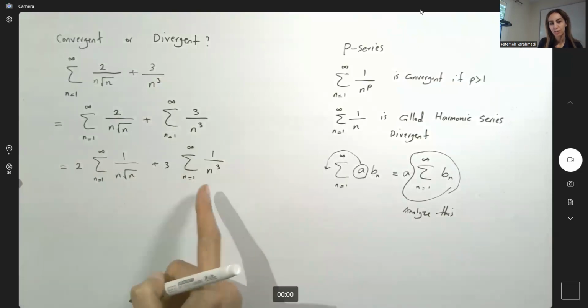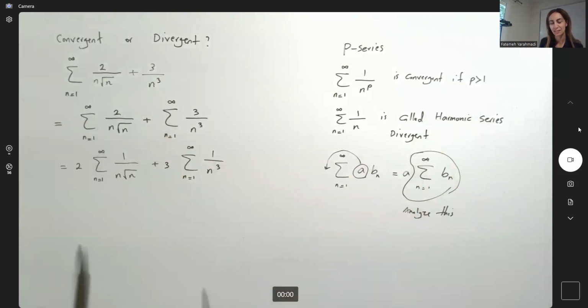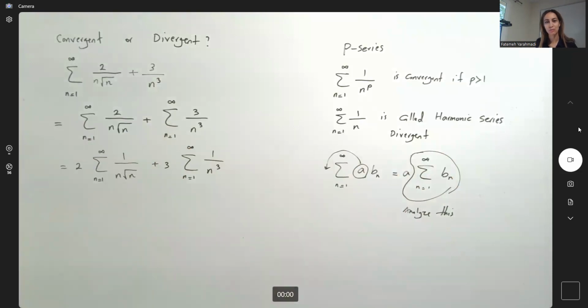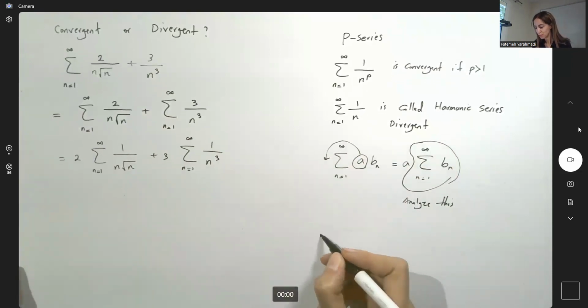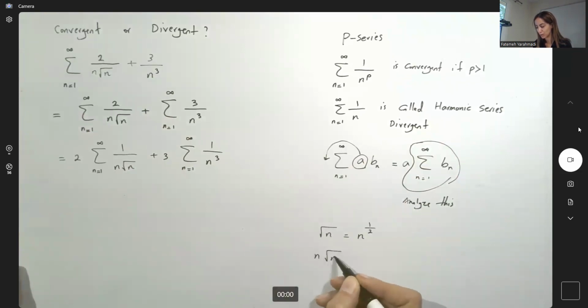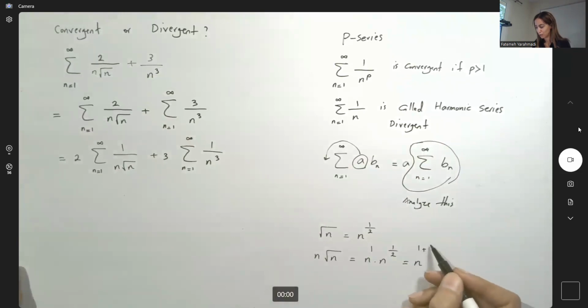Both of these two are p series. And if p is more than 1, we have a convergent series. The sum of 2 convergent series is convergent as well. To see p, we need to do a little bit of adjustment going back to algebra. Square root of n is n to the power of a half. N times square root of n is n times n to the power of a half. So you're basically adding these exponents together. The invisible exponent is 1, and you have n to the power of 1 plus a half, or n to the power of 3 halves.